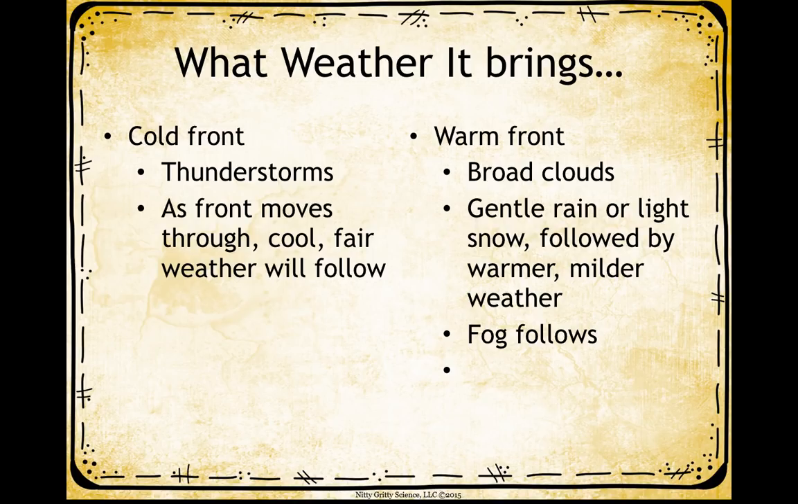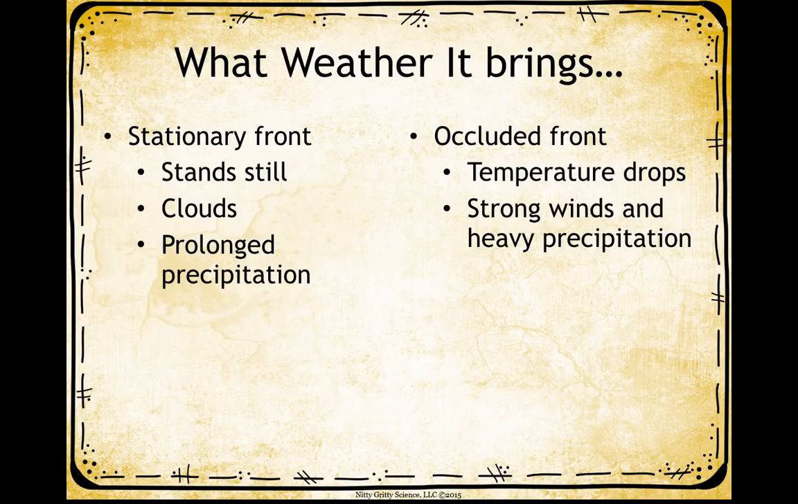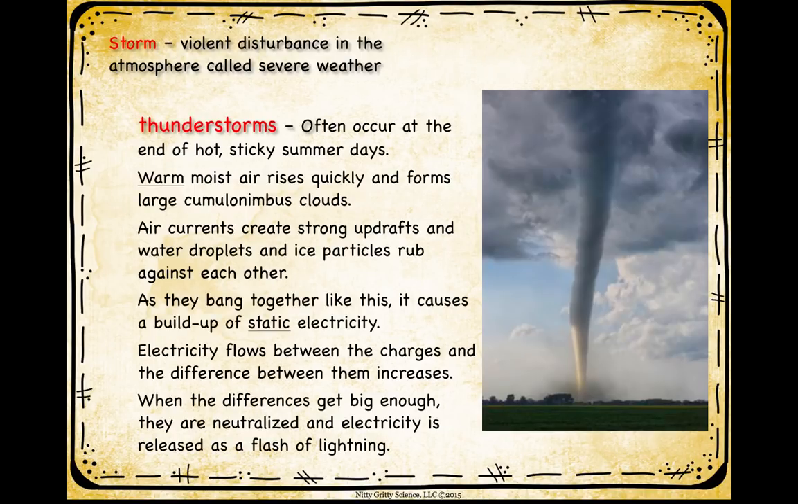A warm front has broader clouds, gentle rain or light snow followed by warmer, milder weather, and usually fog follows. Stationary front, stands still, clouds, prolonged precipitation. In an occluded front, temperature drops, strong winds, and heavy precipitation.